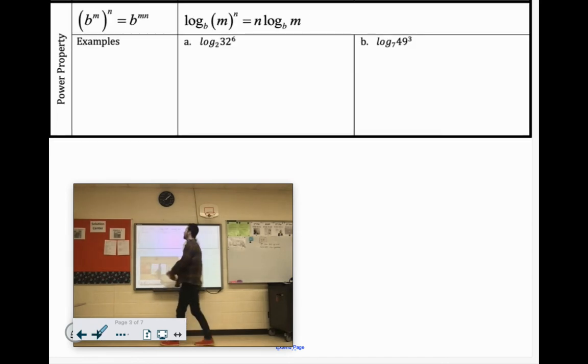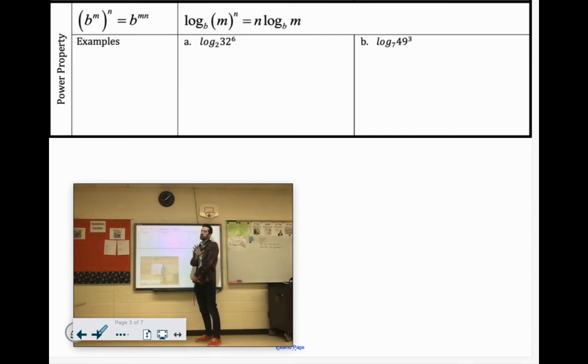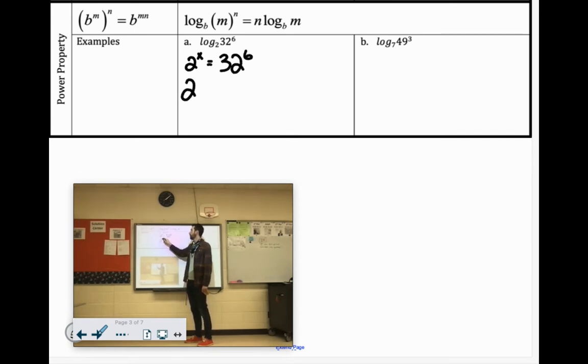Oh, the power property. Okay. This one's kind of fun. It's almost unneeded, but it does come in handy later. So if we were to set this up with an equation like ones we've previously done, we could say 2 to the x power equals 32 to the 6th power. Now we can rewrite 32, that's 2 to the 5th power.